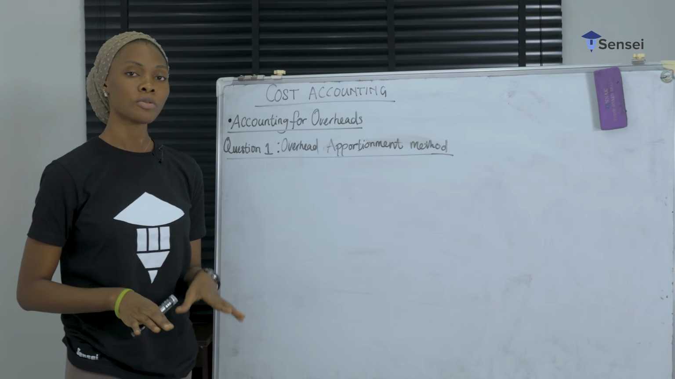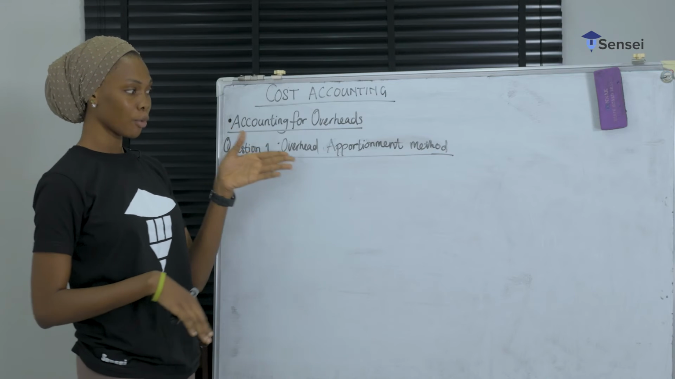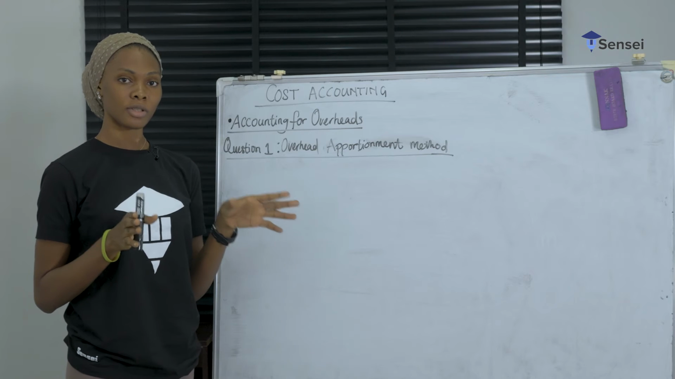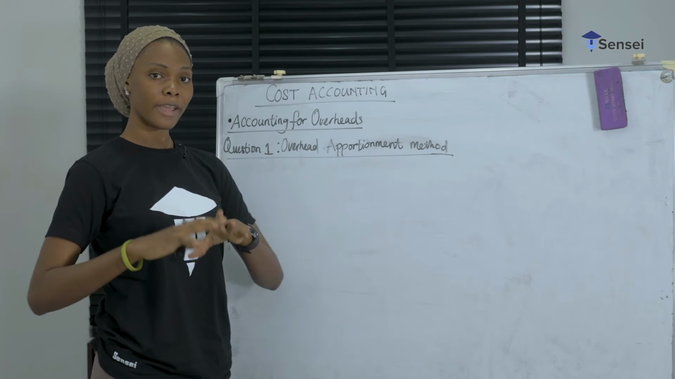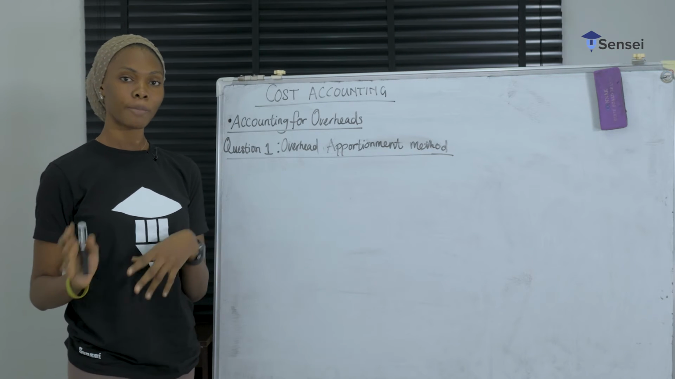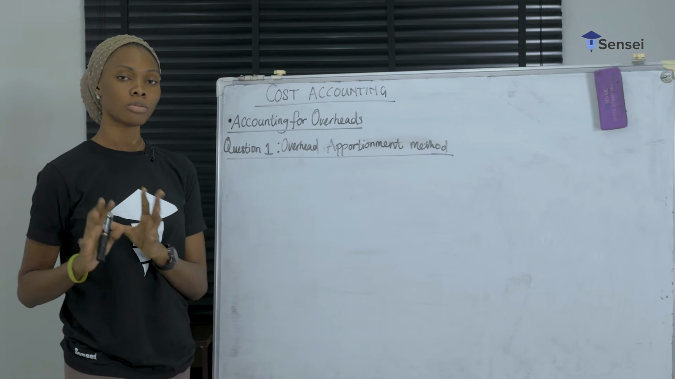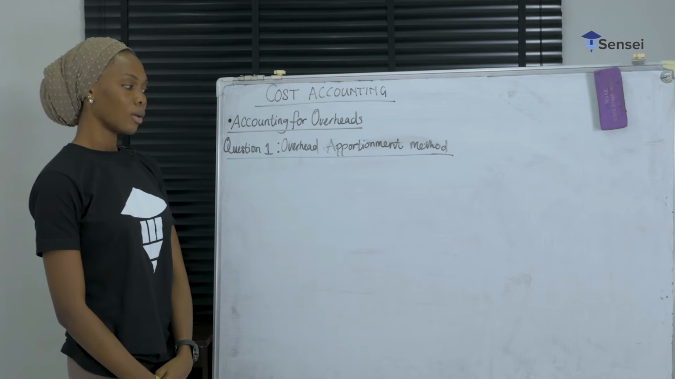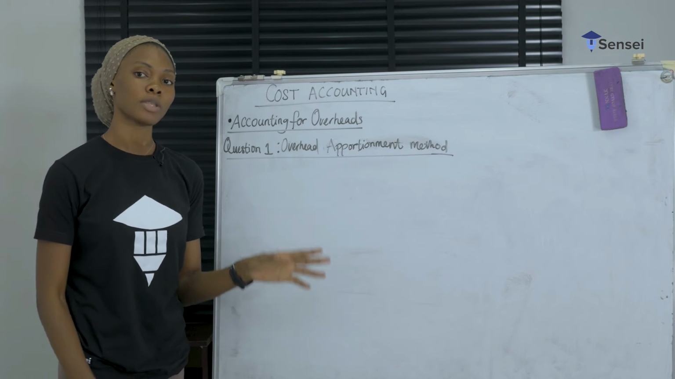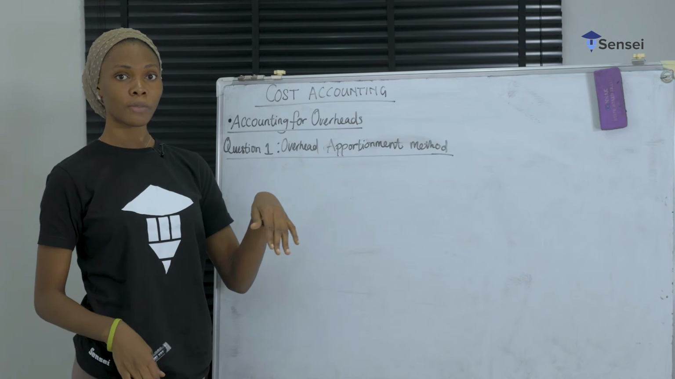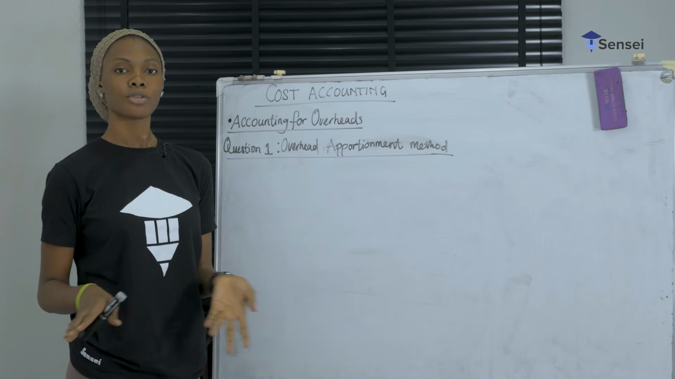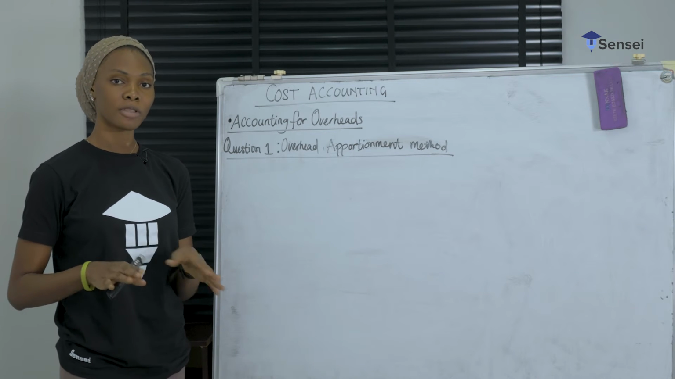Now, on to the second method, which is the overhead apportionment method. We mentioned that this method is used to share overhead costs incurred during the production process among cost centers, cost units, or departments using a fair basis of apportionment.